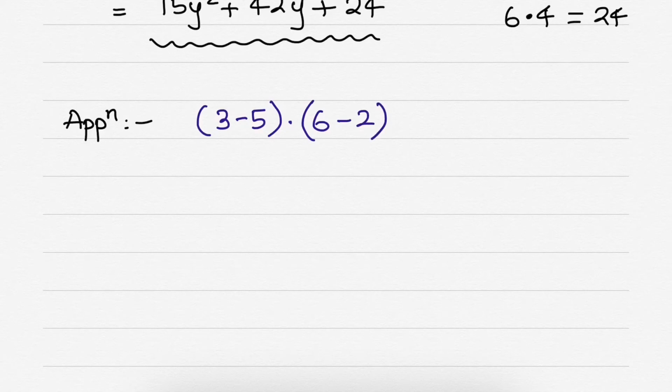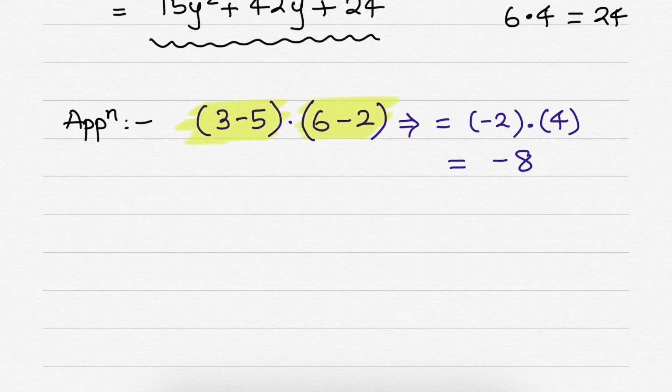Now the basic way to solve this is you will solve the parentheses first, then you will do multiplication, then addition or subtraction, whatever comes first. So 3 minus 5 will give you negative 2. And this 6 minus 2 will give you positive 4. So when you calculate it, you will get negative 8. 4 multiplied by negative 2 is negative 8.